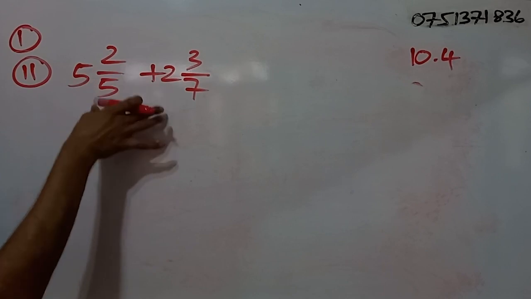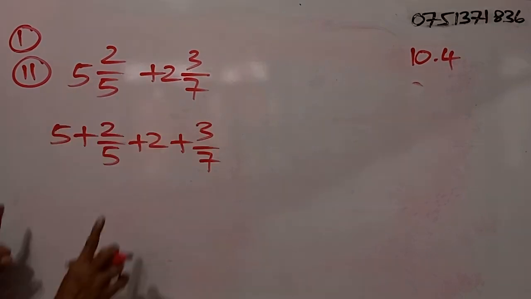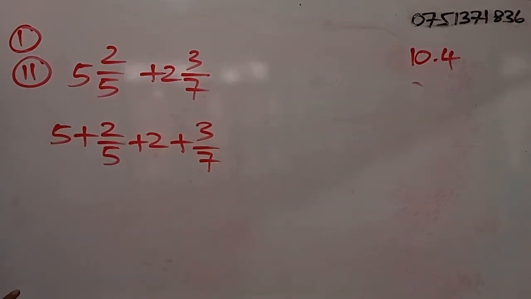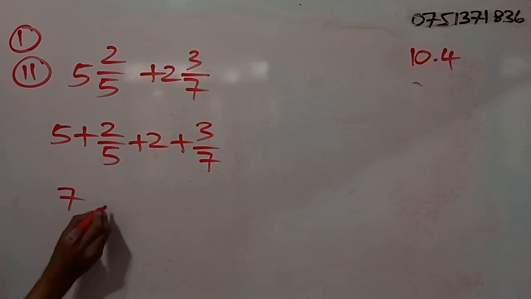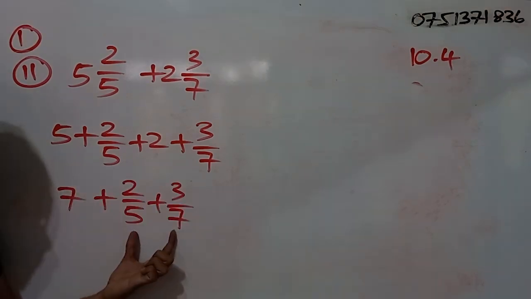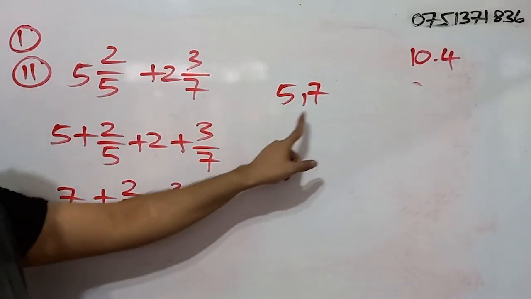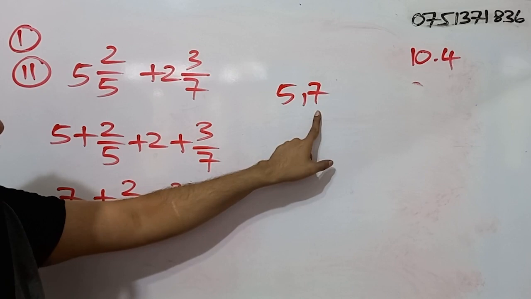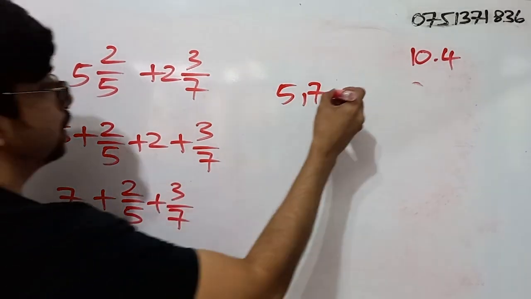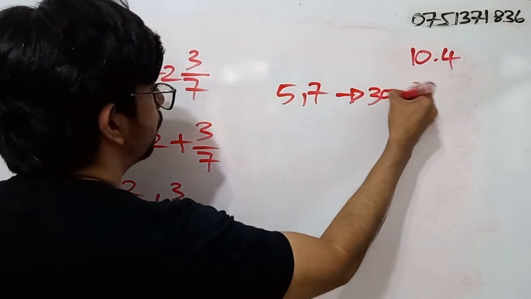So just as before, I will rewrite these fractions. Now I will add these two whole numbers. So it will be 7. Then we will consider adding the fraction parts. So here the denominators are different. So 5 and 7, those are the denominator numbers. So we can consider the LCM. So it will be 35.